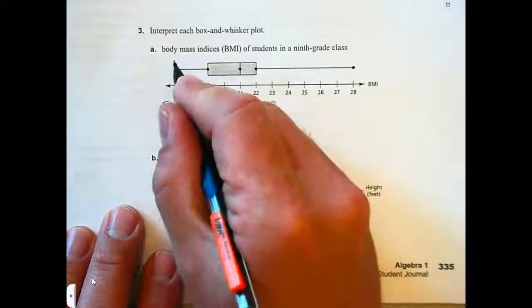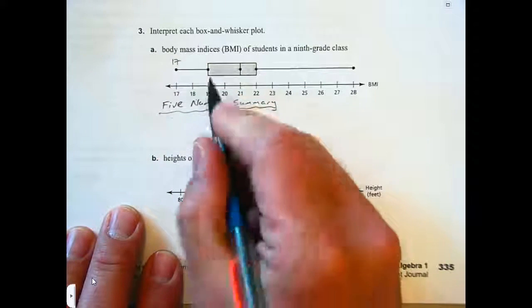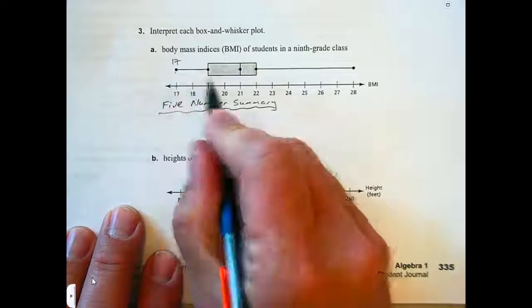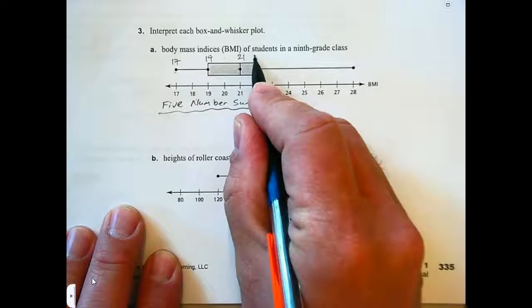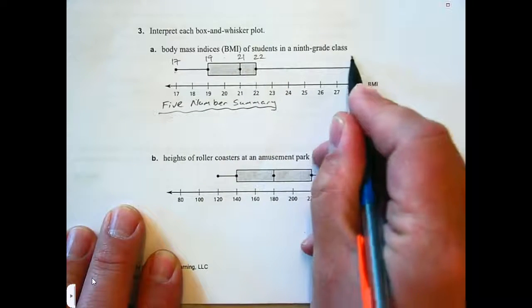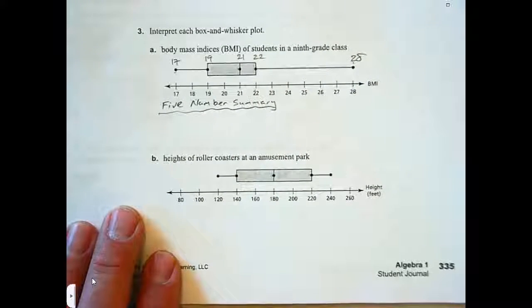So finding the five number summary is as easy as just looking at each of the dots. That's 17, that's 19, that's 21, that's 22, and that's 28. Those are our five numbers. That's just putting a label on them.